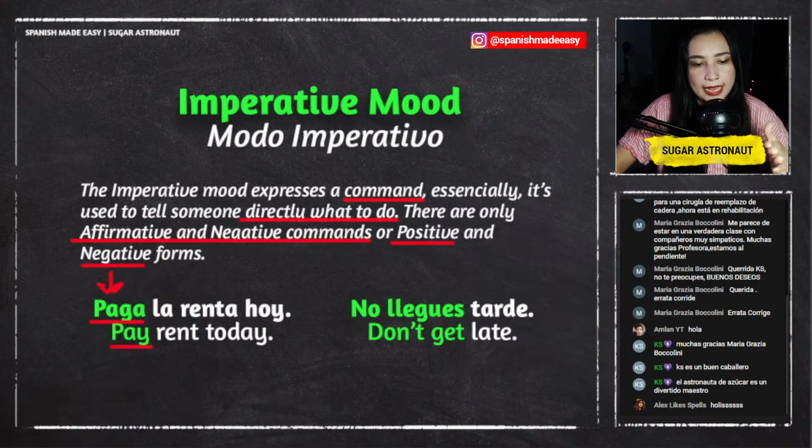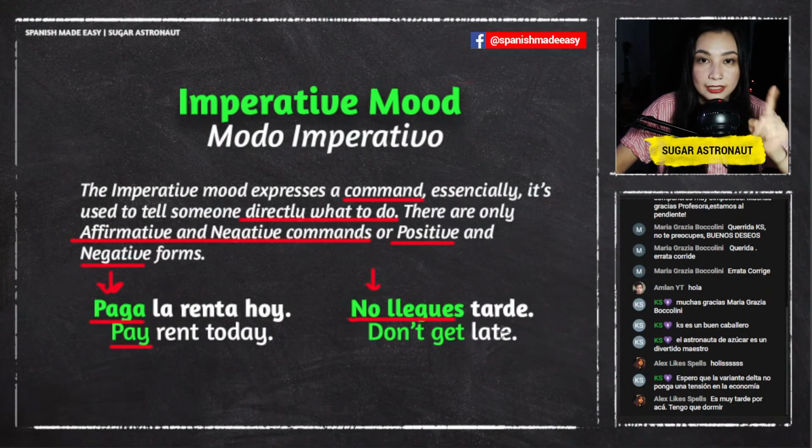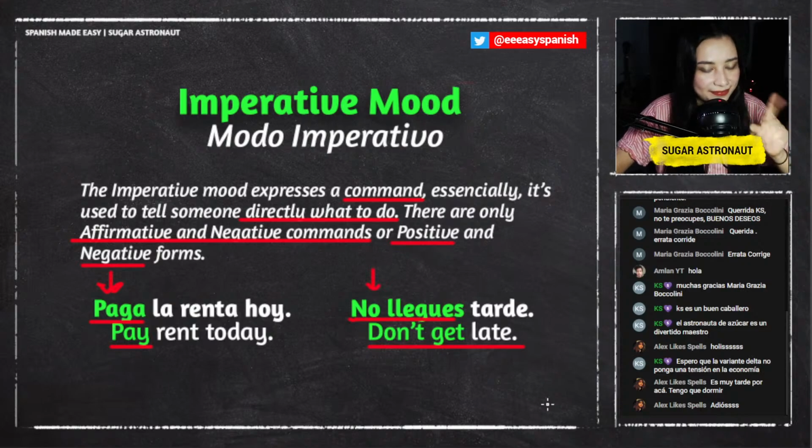Pay rent today. Now, you also have negative commands. For example, you can say, no llegues tarde. It's negative because we're using the word no. It's still a command. You're telling someone what not to do. And this means don't get late or don't be late, because it's going to be bad.